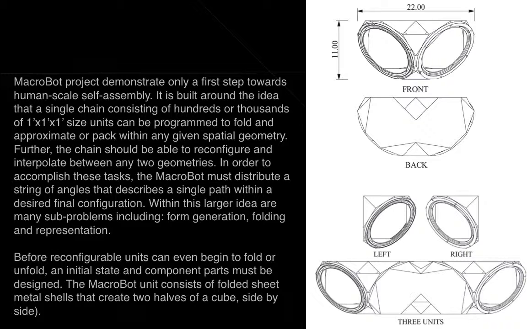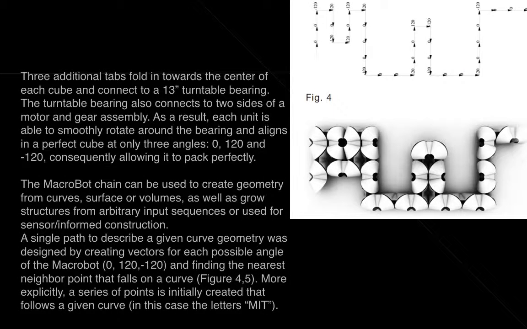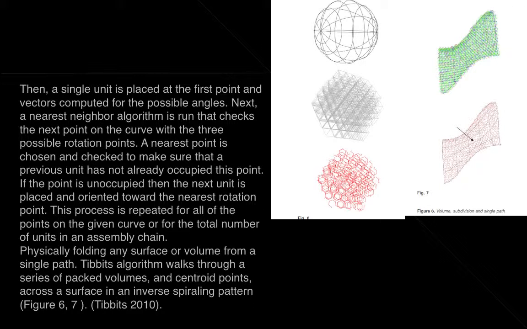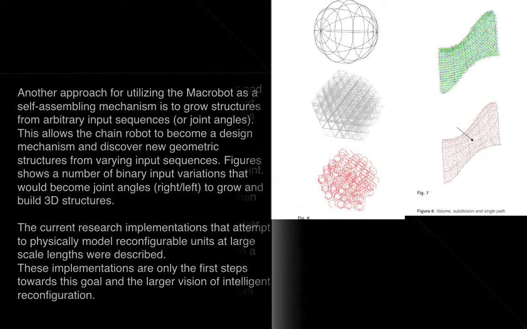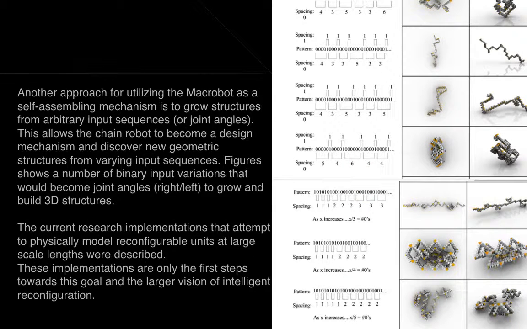Here is MacroBot chain and diagram. I think one of his first tries was to build letters MIT, which got him a promotion probably. And here the process is repeated through the series of units assembled into chains to create different configuration. And another approach for utilizing MacroBot project as a self-assembly mechanism, growing structures from arbitrary input.